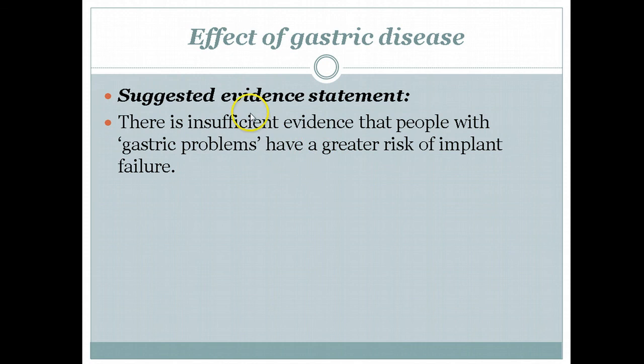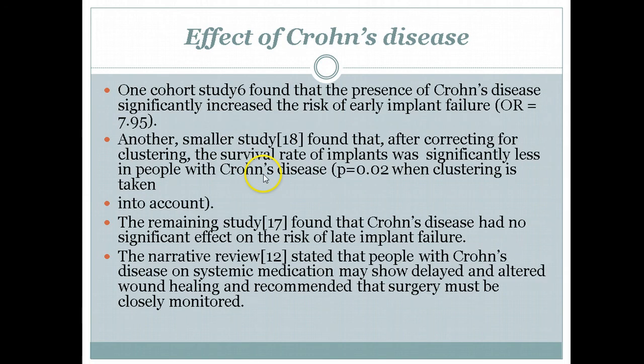The other effect we're going to talk about is the effect of gastric diseases. Our suggestion is there is not much evidence that people with gastric problems have any higher risk of implant failure. Crohn's disease, for example, there was one cohort study that found that presence of Crohn's disease significantly increased the risk of early implant failure, where the OR number was almost 7.8, 8, so close to 7.95.